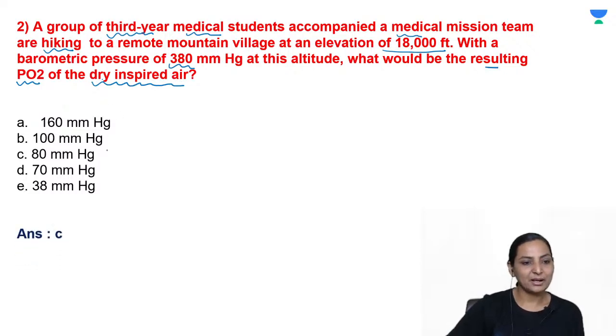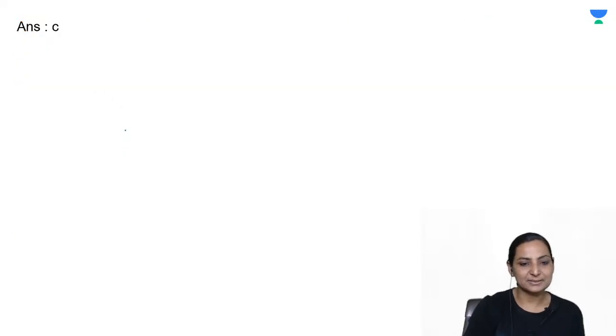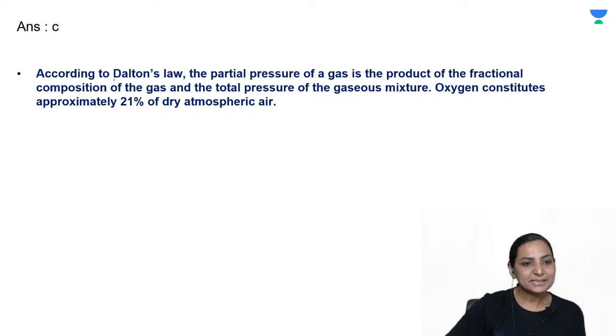So the correct answer is C, that is 80. Now how do we calculate this? See, this is based upon Dalton's law. Dalton's law says that the partial pressure of a gas is the product of the fractional composition of the gas and the total pressure of the gaseous mixture. That means here the oxygen we consider is 21%. You know, this is fixed. It will be multiplied by 760.